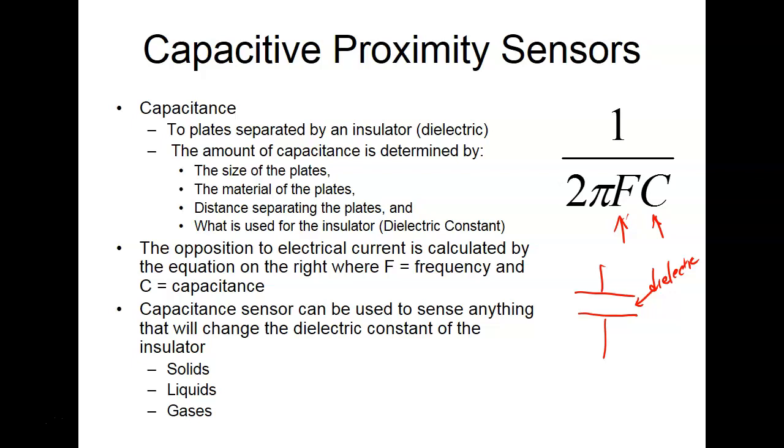So what we change is the dielectric constant. If any device comes in between the plates, it changes the dielectric constant, which causes the opposition to change, which means we can sense it. So solids, liquids, gases, anything. A lot of smoke detectors use capacitive sensors.